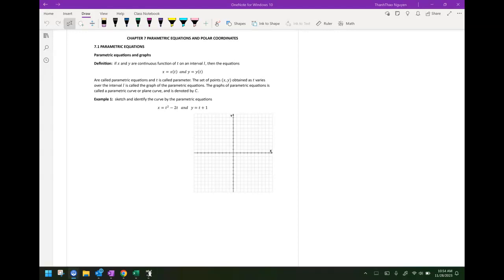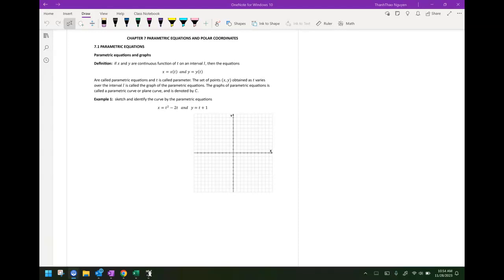Parametric equation and graph. If x and y are continuous functions of t on interval I, then the equations x of t and y of t are called parametric equations, and t is called the parameter. The set of points (x, y) obtained as t varies over the interval I is called the graph of the parametric equations. The graph of the parametric equations is called a parametric curve or plane curve and is denoted by C.